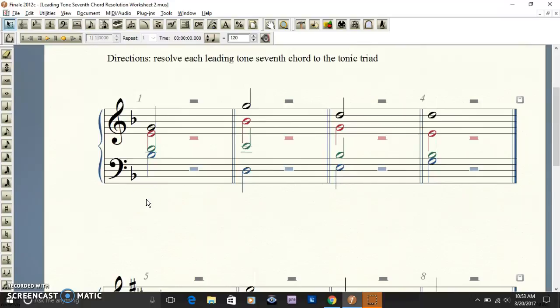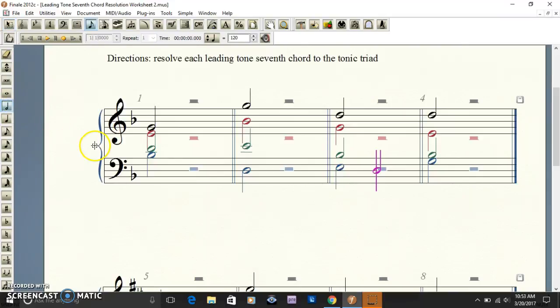Remember, in major keys, the leading tone 7th chord is always going to be half diminished. Okay, and then so we know we're going to be resolving this to the tonic triad, which in this case is F A C. Okay, so let's get started. Our first step, like I said, is going to be to resolve the 7th of the chord down by step.